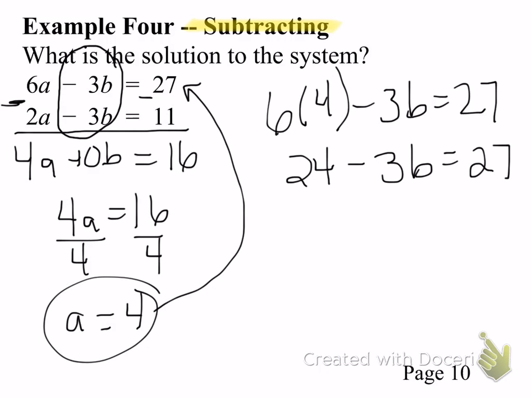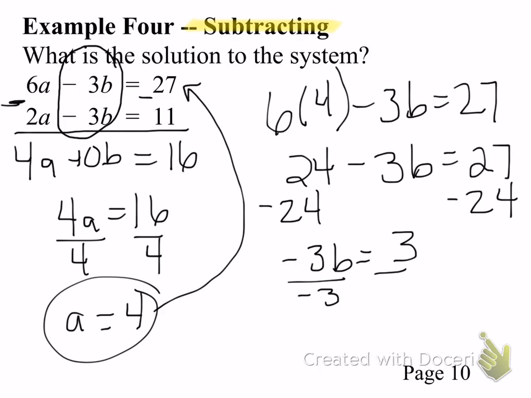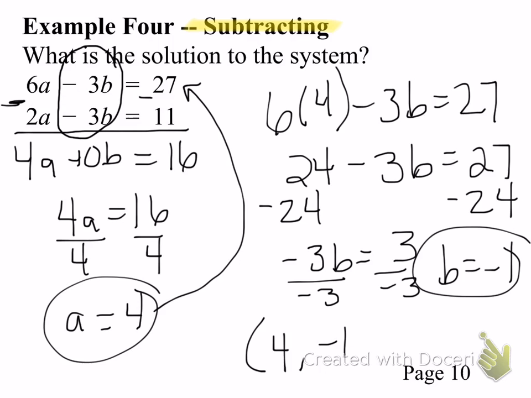How do you solve for b? You've got to move over your 24 by subtracting. So minus 24 on both sides, you get negative 3b equals 3. Divide by negative 3 on both sides. b equals negative 1. So our answer will be 4, negative 1. This is a, this is b.